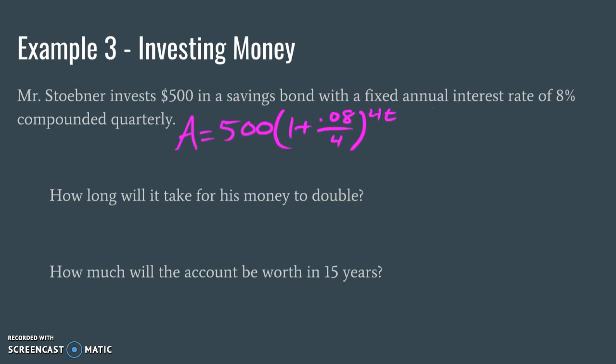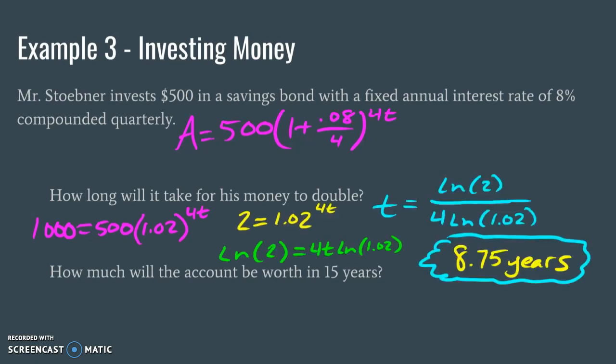So now this is the scenario that we are going to have to solve with. If we were to check how long it will take for his money to double, 1,000 would be double of 500. And after we divide our rate by 4, we have 1.02 on the inside, but we still have 4t as our exponent. Now we just need to use the same solving process we did before. After dividing the 500 into 1,000, we have 2 equals 1.02 raised to the 4t power, which after taking the natural logarithm of both sides, the 4t moves to the front, which then allows us to divide the 4 and the natural log of 1.02 over to the other side, which gives us an approximate value of 8.75 years.